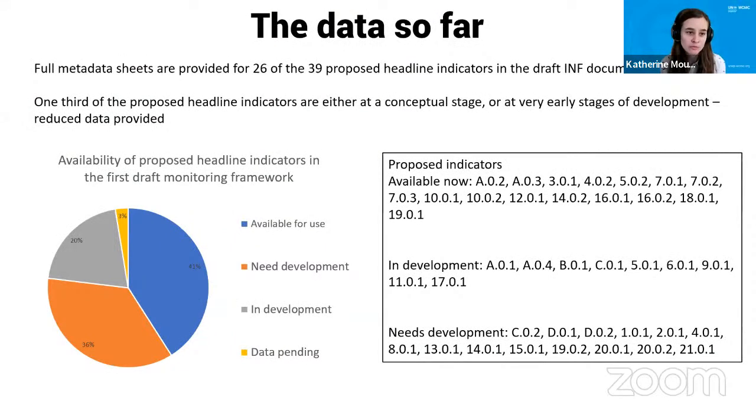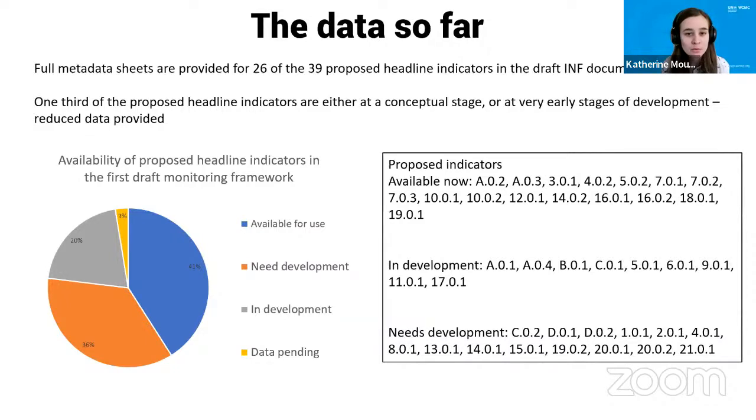So what we've done so far, we've collated all the metadata. Full metadata sheets are provided for 26 of the 39 proposed headline indicators. However, when we were doing this exercise, we found that actually 1/3 of the proposed headline indicators are at either a conceptual stage or a very early stage of development. For these indicators, there's limited information on who's going to provide the information, how often they will be updated, what the indicator is going to look like. So for these indicators, we've provided a reduced metadata sheet on these tentative proposals, which will provide these to parties.